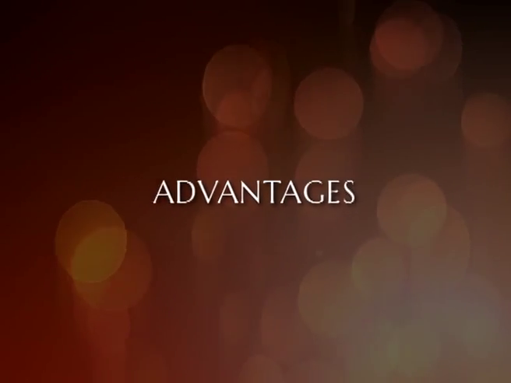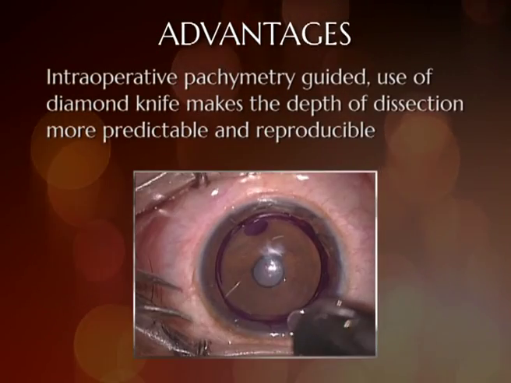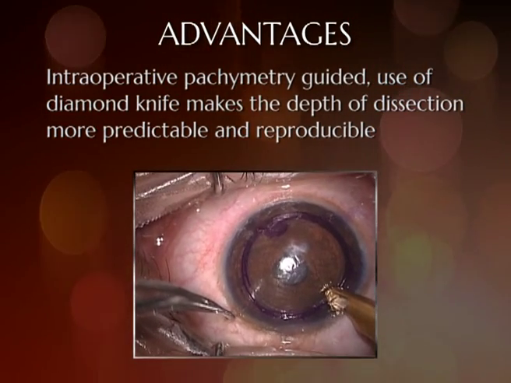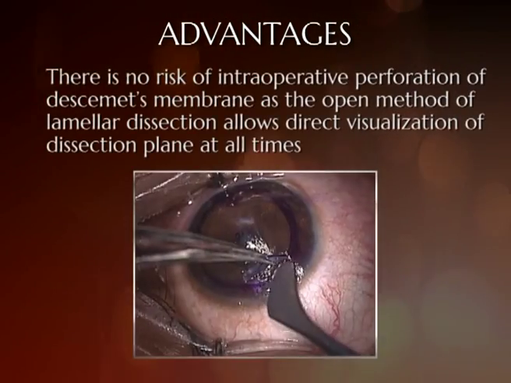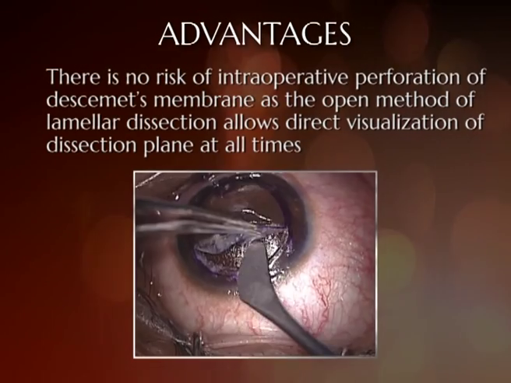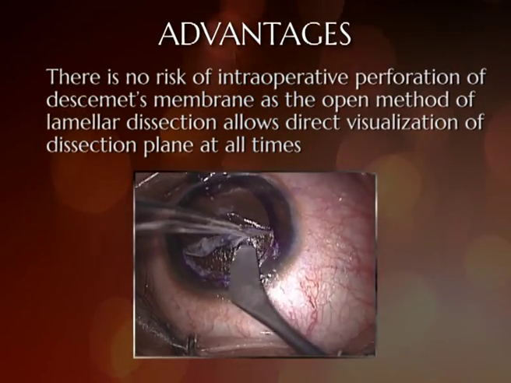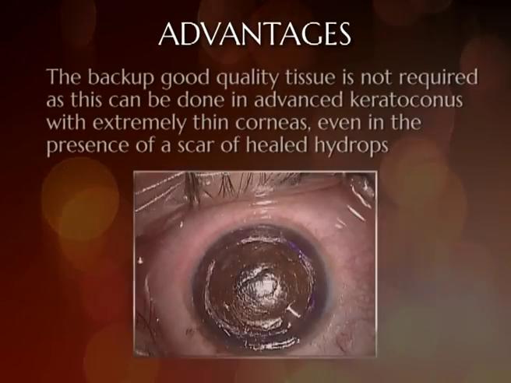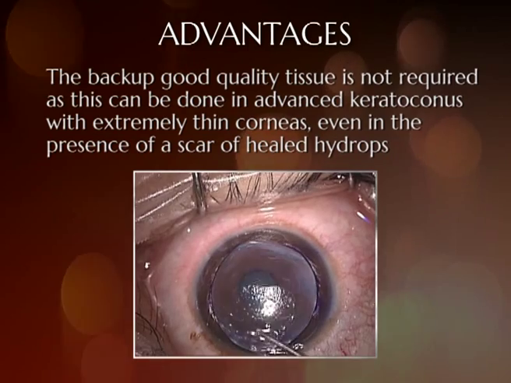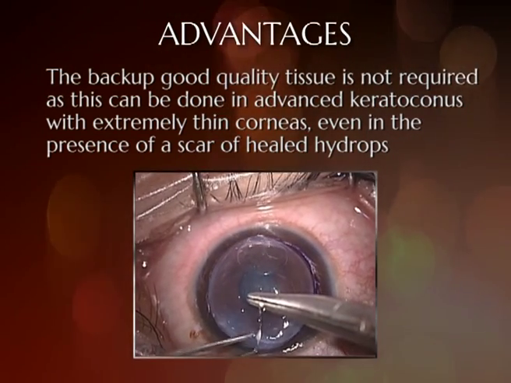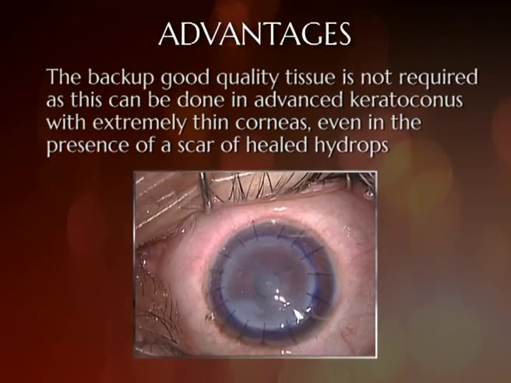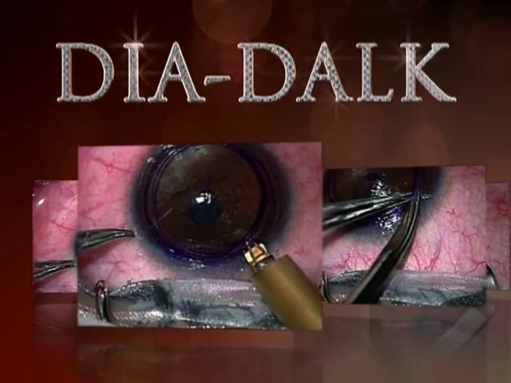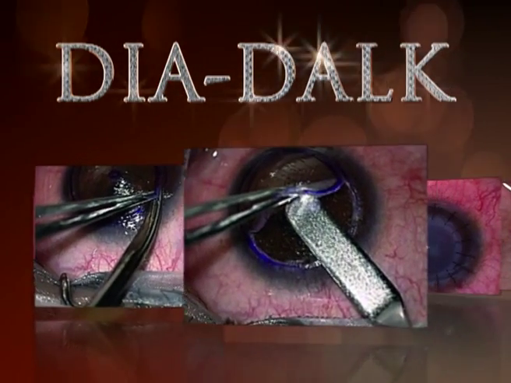The various advantages of our technique are the following. Intraoperative pachymetry guided use of the diamond knife makes the depth of dissection more predictable and reproducible. There is no risk of intraoperative perforation of Descemet's membrane as the open method of lamellar dissection allows direct visualization of the dissection plane at all times. Backup good quality tissue is not required, as this can be done in advanced keratoconus with extremely thin corneas, even in the presence of a scar of healed hydrops. Hence, DALK may be the holy grail in all cases of keratoconus, even with healed hydrops.